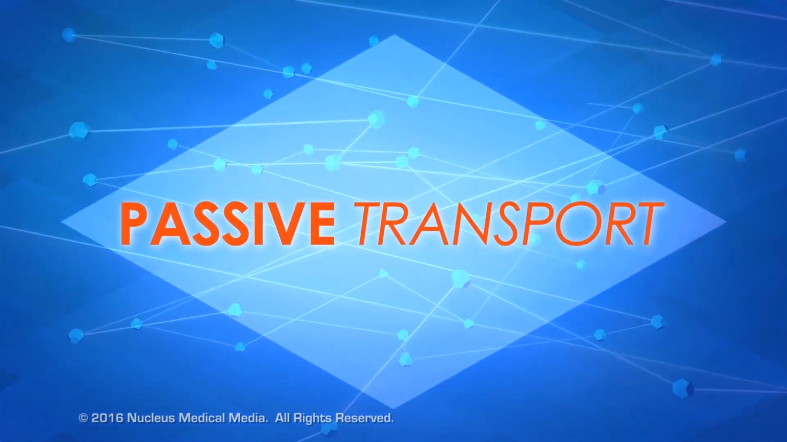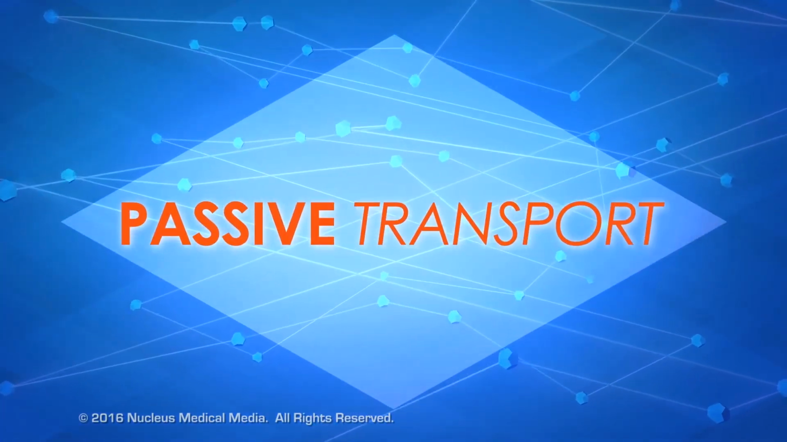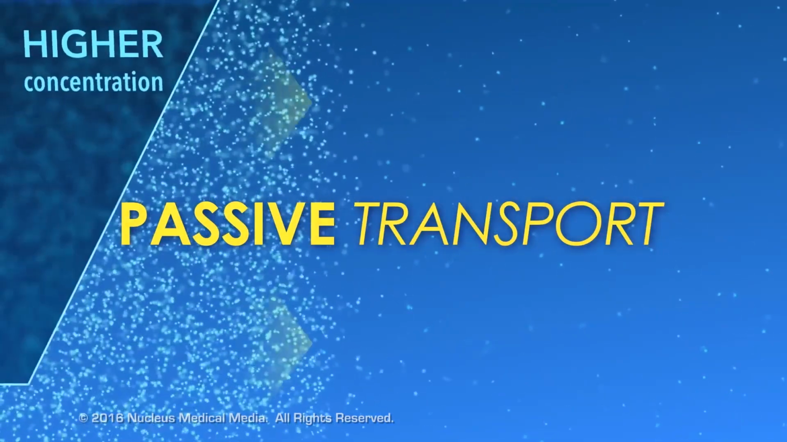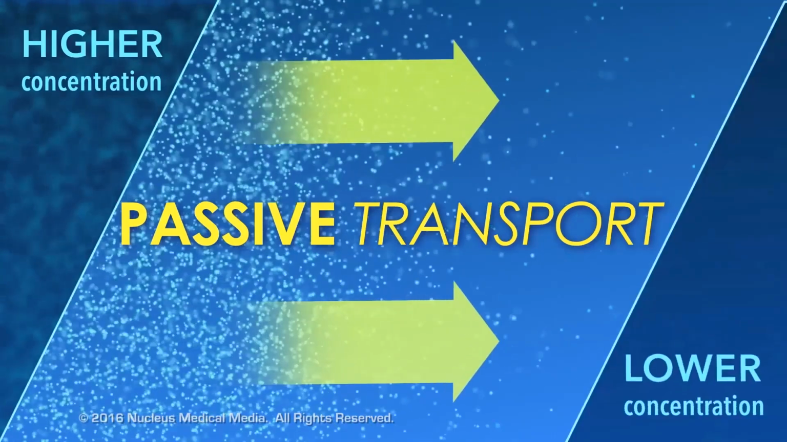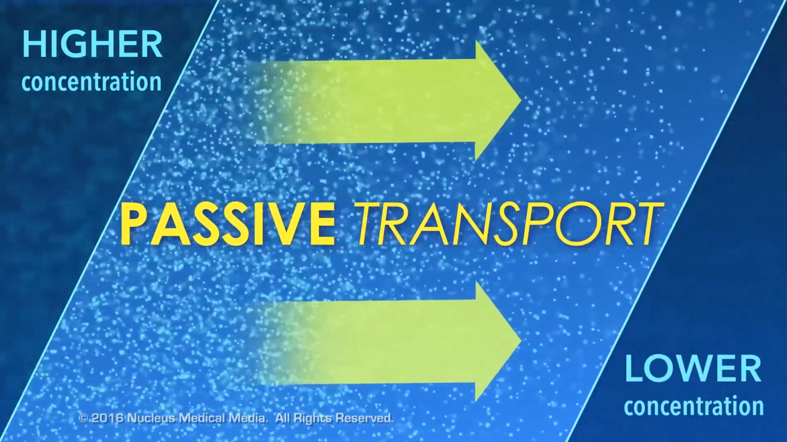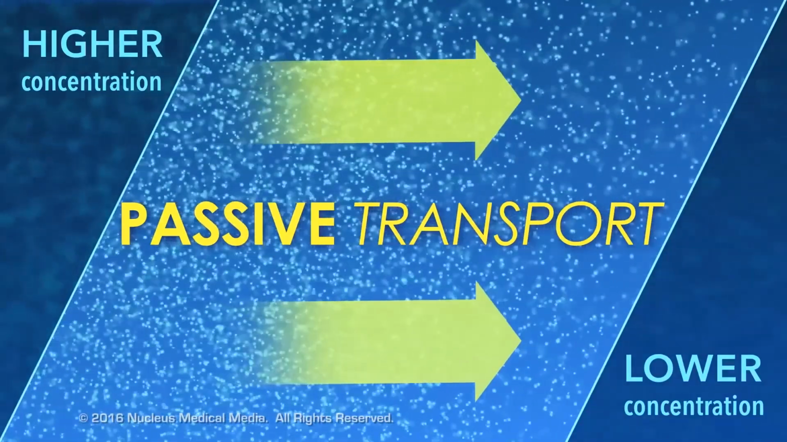In this video, we will be discussing passive transport. Passive transport is when particles move through the cell membrane from an area of higher concentration to lower concentration without the use of energy, also described as movement along the concentration gradient.